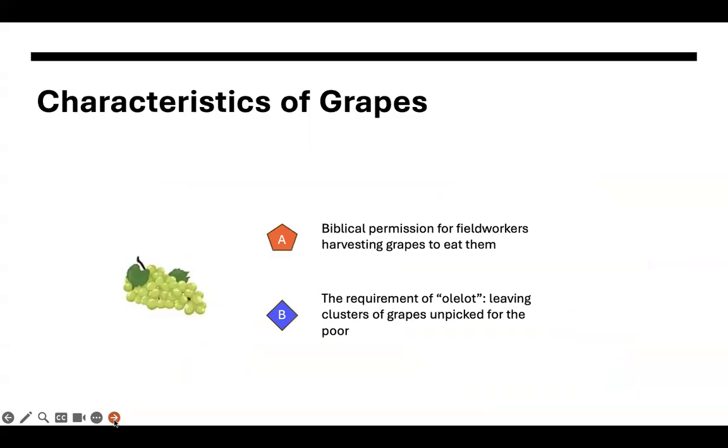The way that they do it is by looking at the characteristics of both examples and seeing what they share. Grapes have several characteristics in biblical rules. One of them is, as we've just said, the biblical permission for field workers to harvest grapes and eat them. The other one is a biblical requirement called olelot, leaving clusters of grapes unpicked for the poor.